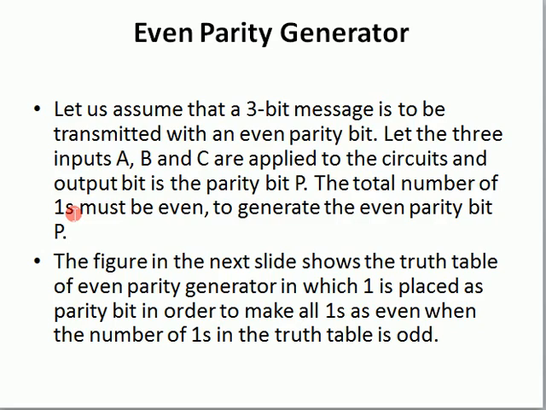First of all, let's see that we have a 3-bit message that is to be transmitted with an even parity bit. So the 3 inputs are A, B and C, and the output bit is the parity bit. The total number of 1s must be even to generate the even parity bit P. Now we will see the truth table for the even parity generator in the next slide.